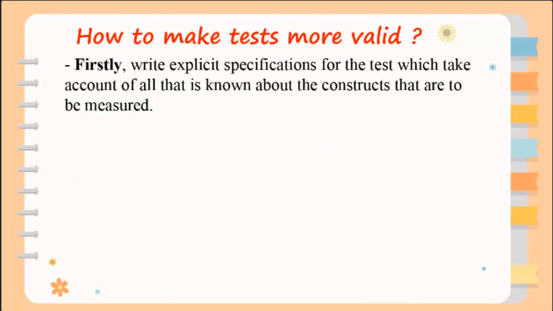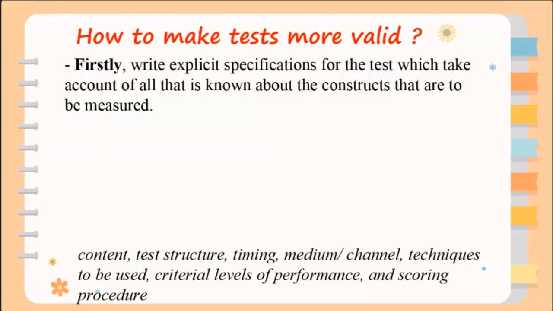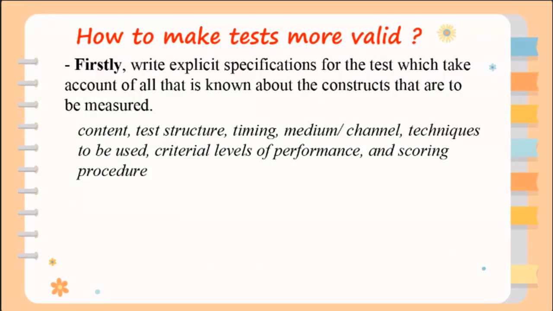The first one is to write the explicit specification at the beginning of any test, including the content, the test structure, the timing, the medium or genre. Is it a computer test or face-to-face or telephone, etc.? The techniques to be used to measure a specific skill, the levels of performance, and the scoring procedure.